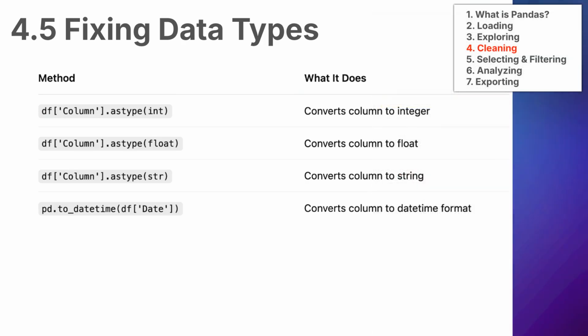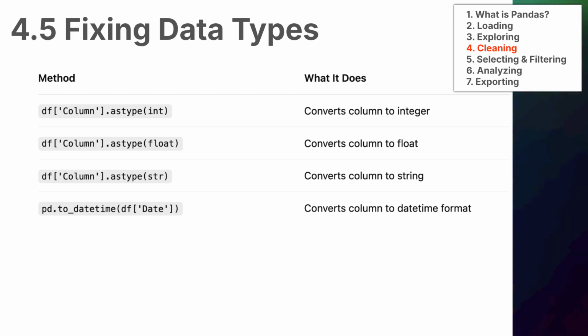Float and string are the same. So whether you're working with numbers or text, astype adjusts the type to fit your purpose.